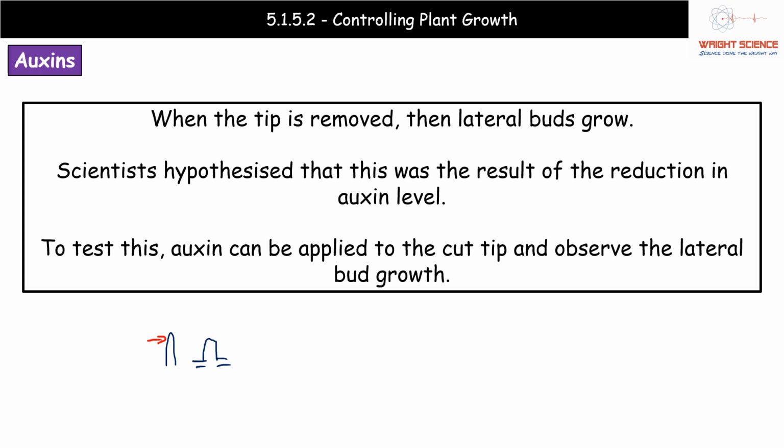Obviously, it's a hypothesis, it's a scientific theory. So when we have a hypothesis, we have to test it. So we come up with a new experiment to put that to the test. The hypothesis is that we've reduced the level of auxin in our plant, therefore lateral buds are growing. How can we test it? Well, all we do is apply auxin onto that little cut tip, and we see what happens as far as those lateral bud growths go.